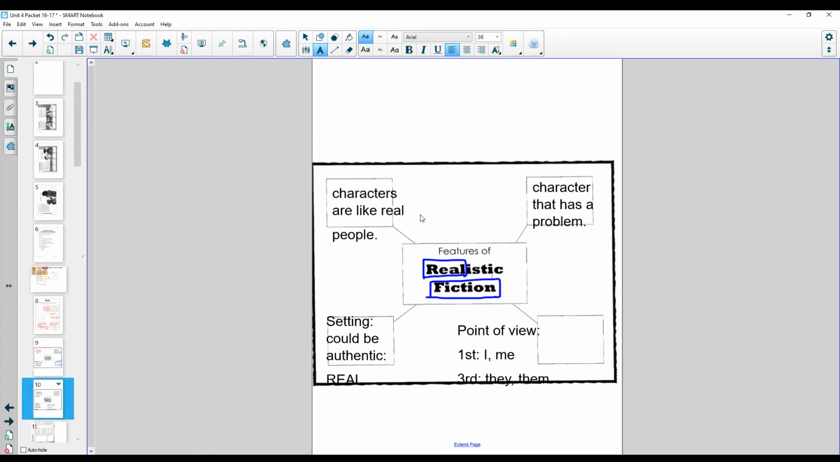Ready Freddy, another good example of realistic fiction. Ready Freddy is typically a kindergartner who has real problems. He's like a real character, and the setting is at school. So, all those components are realistic fiction. Your learning target is to be able to identify stories that are in this genre.